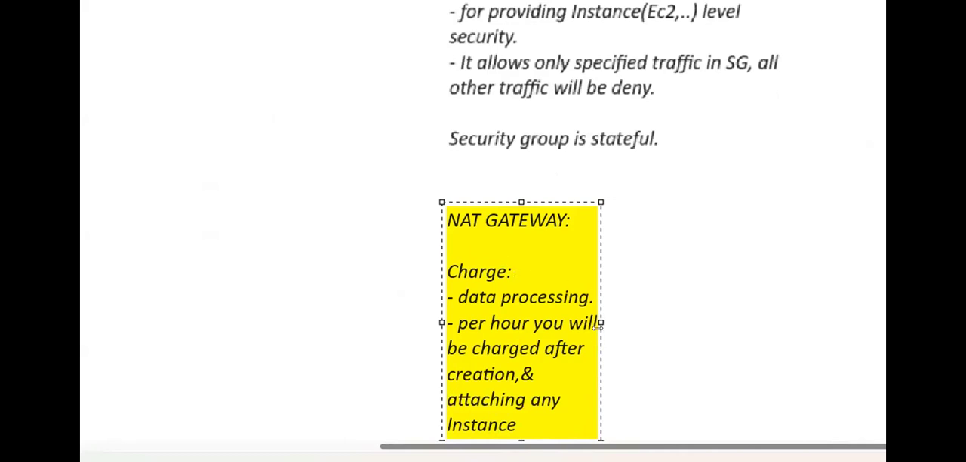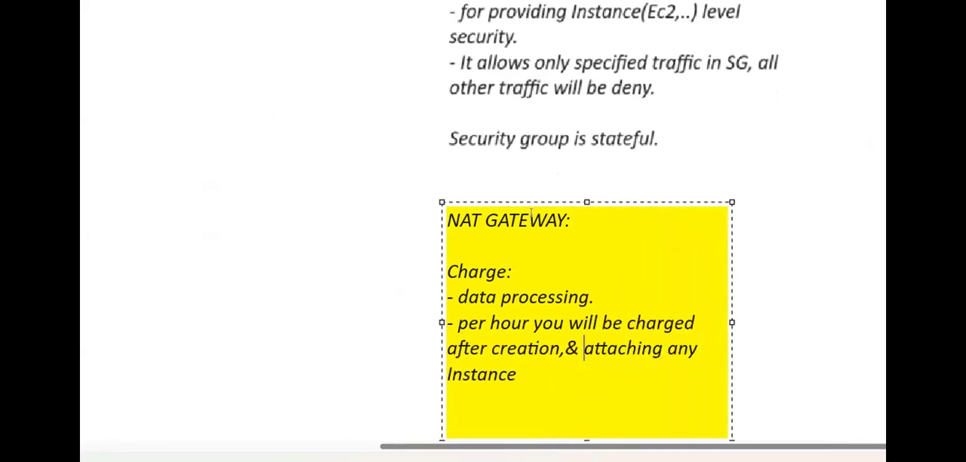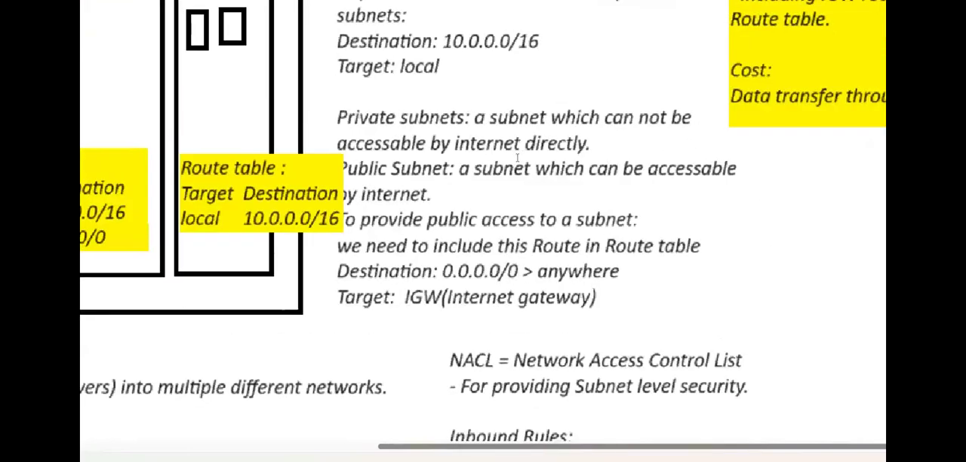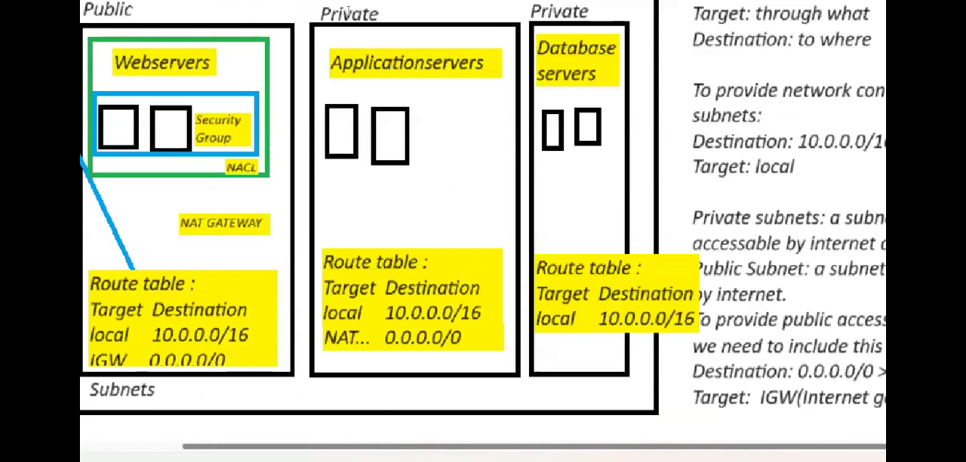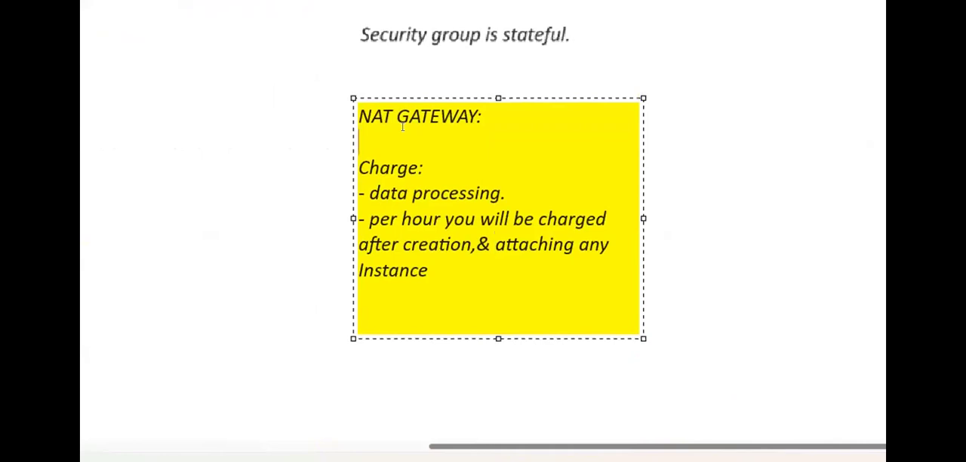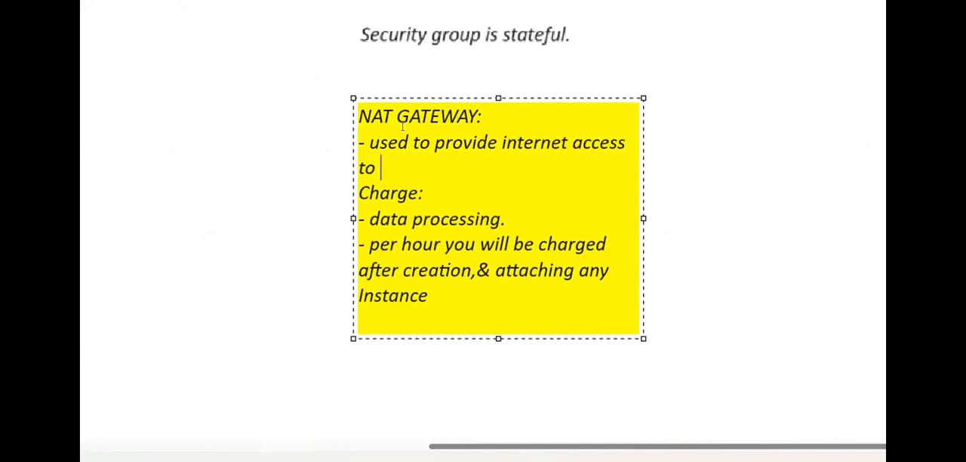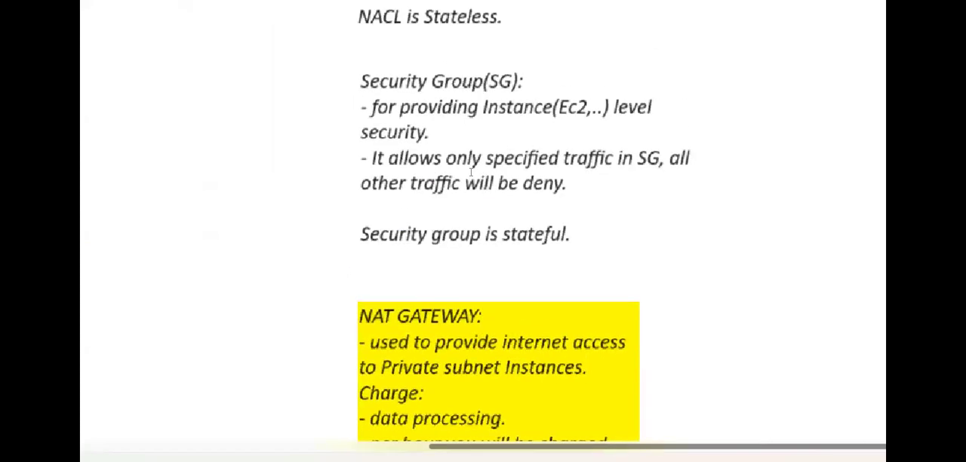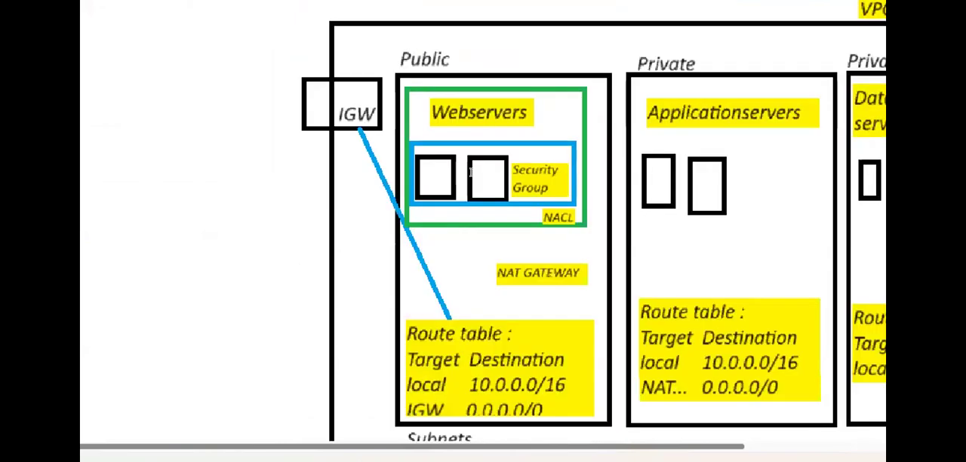So let us see about it. How do we introduce this NAT gateway? This NAT gateway is used to provide internet access to your private subnet instances. Let us write that point as well. This NAT gateway is used to provide internet access to private subnet instances, the instances present under your private subnet. Okay, let's see how to create it by using the AWS Management Console.